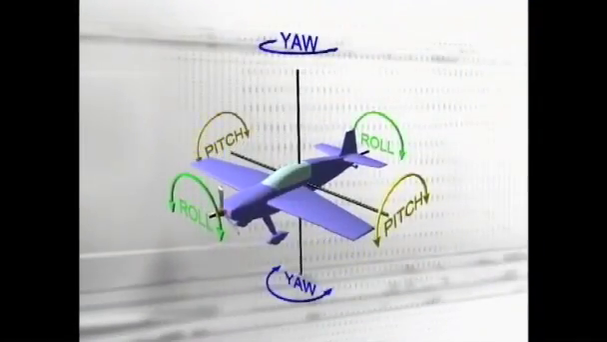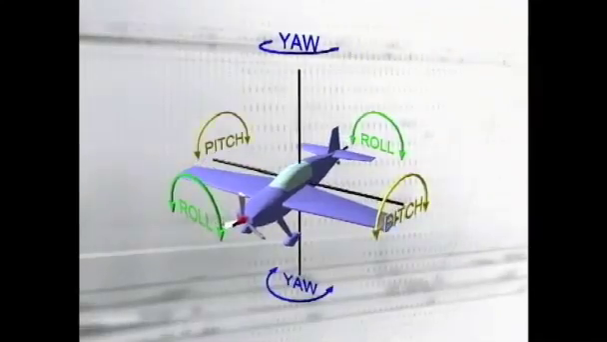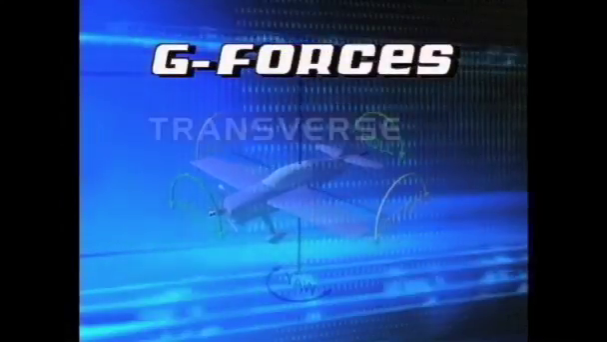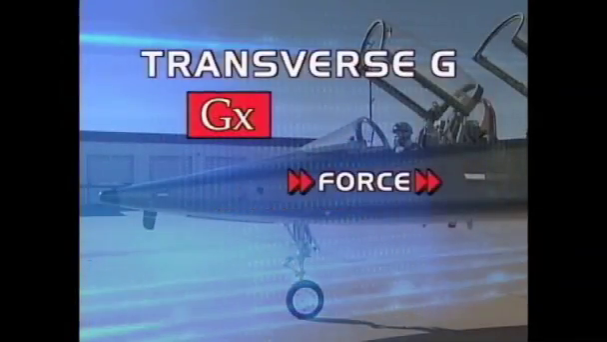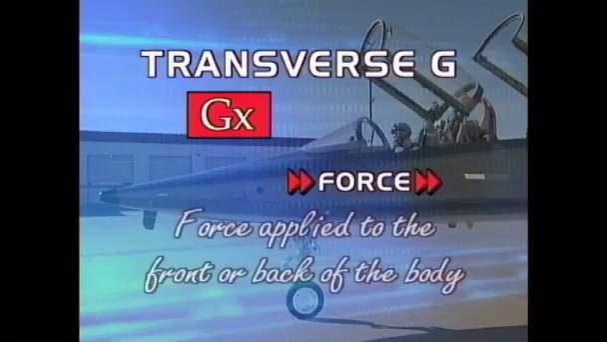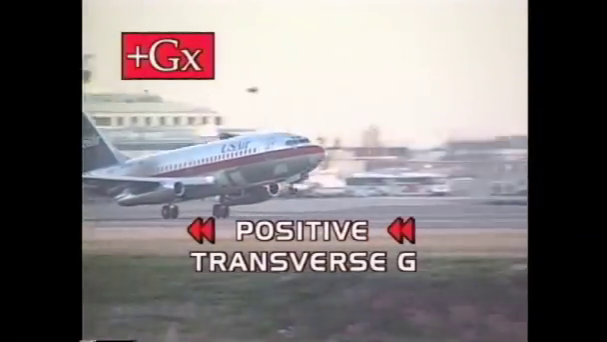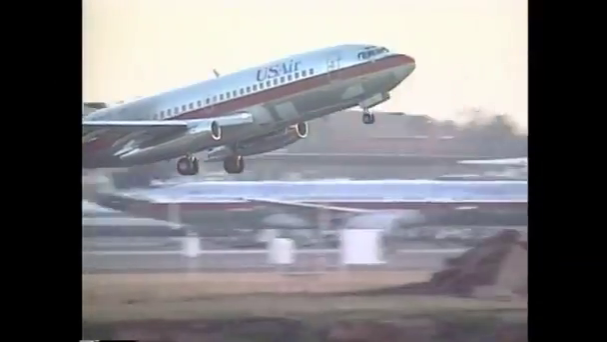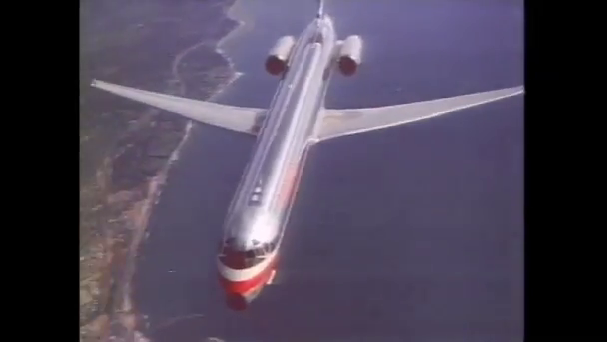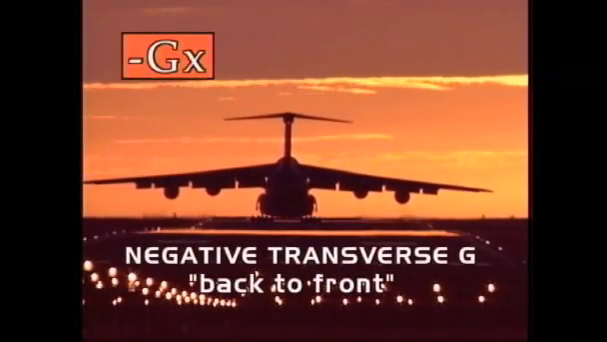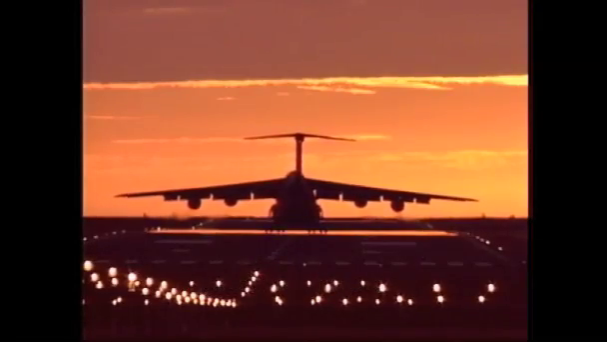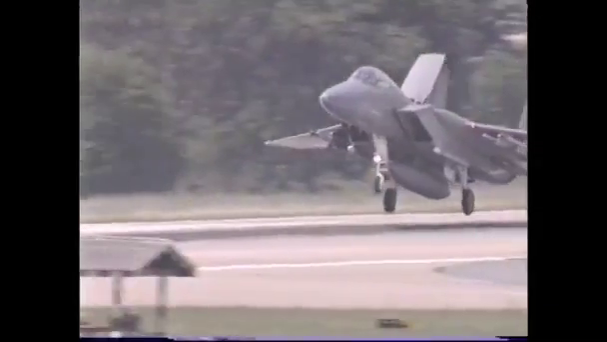The position of the body relative to the acceleration applied allows us to classify g-forces into 3 types: transverse, lateral, and vertical. A transverse g-force is also known as gx. It is the force applied to the front or back of the body. A positive transverse g, which is front to back, is typically experienced during takeoff and while increasing airspeed during level flight. A negative transverse G, which is back to front, is experienced during landing, in-flight air braking, and while decreasing airspeed during level flight.